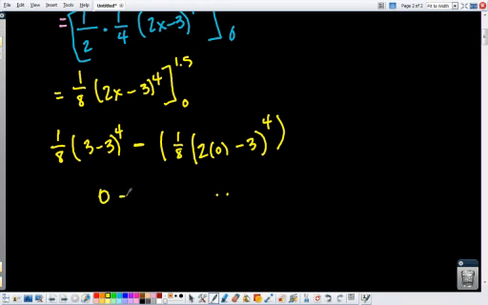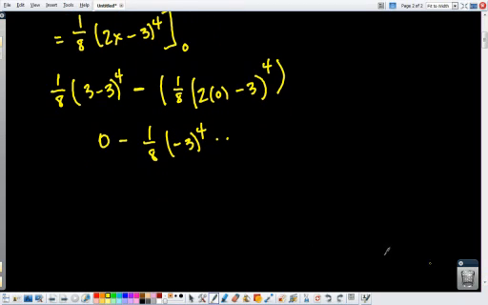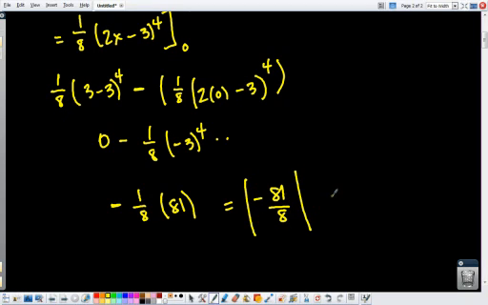Alright, so let's simplify this. You have 0 here, minus 1/8 times negative 3 to the 4th. Well, that's going to end up being a positive number here. So we end up with negative 1/8 times 81, which gives us negative 81/8. Well, we need to take the absolute value of this because the area can't be negative. So we end up with 10 and 1/8 units squared, or positive 81/8 units squared.